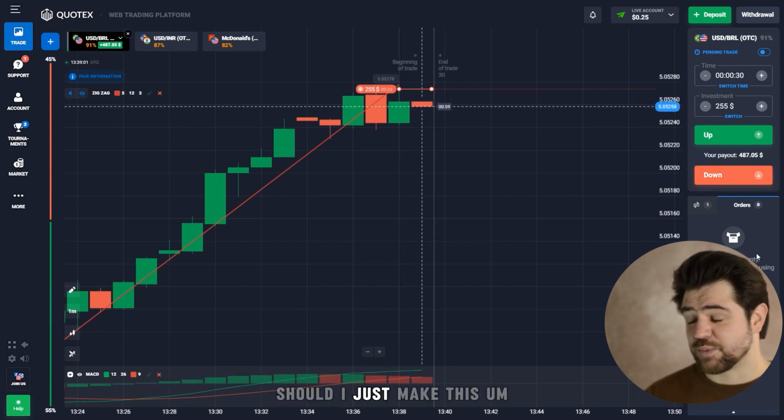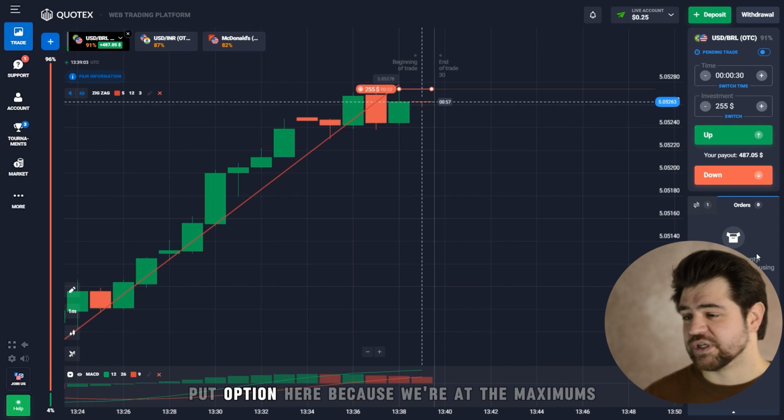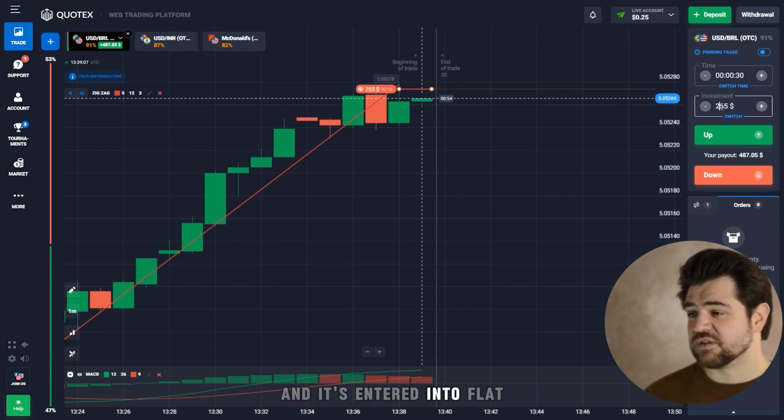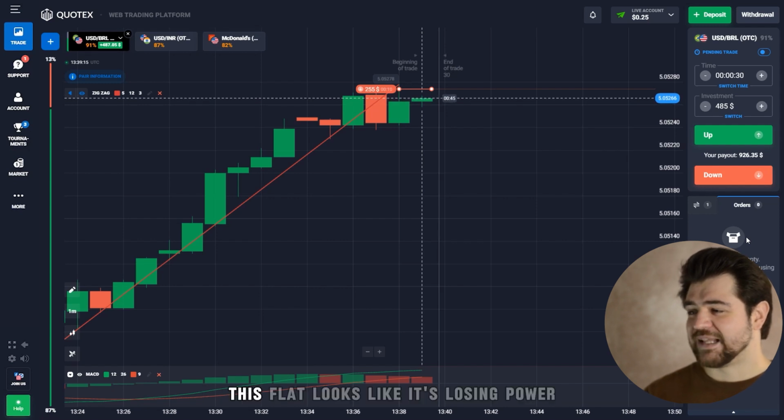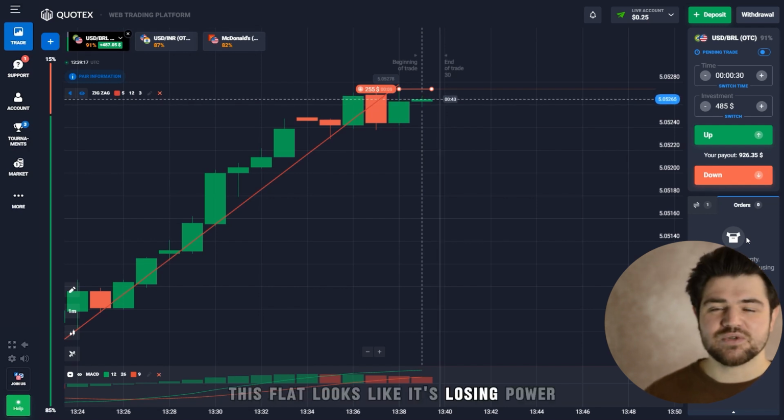Actually, I just made this put option here, because we're at the maximums and it's entered into a flat. Let's just place that. I'm pretty sure I am going to be correct here. This flat looks like it's losing power.